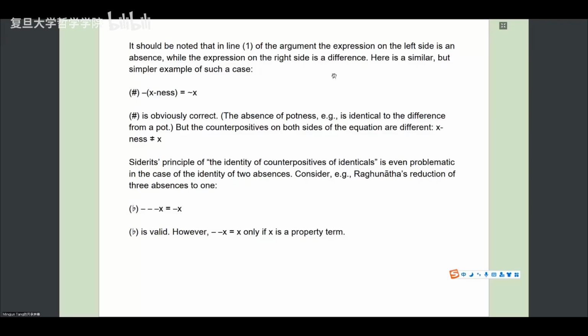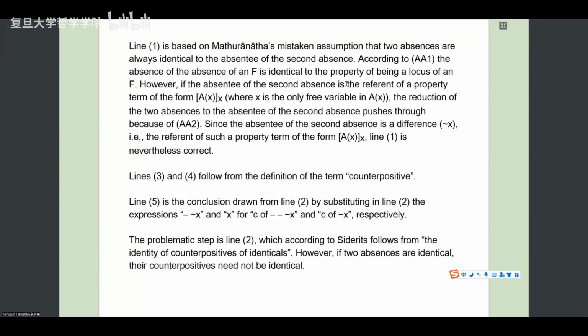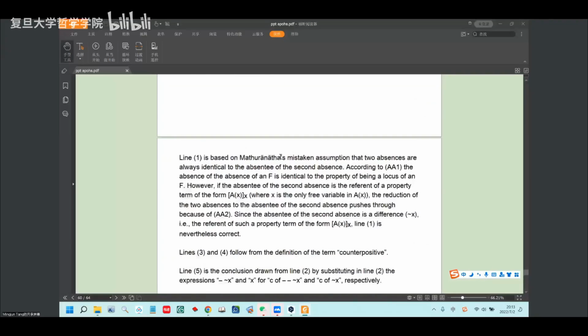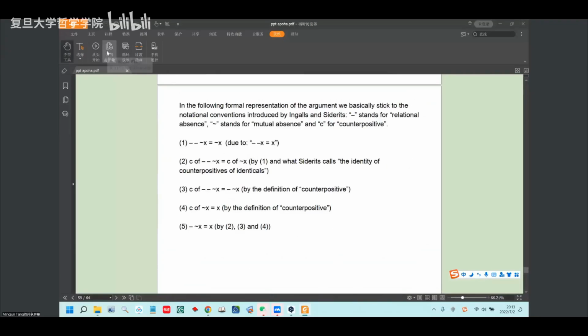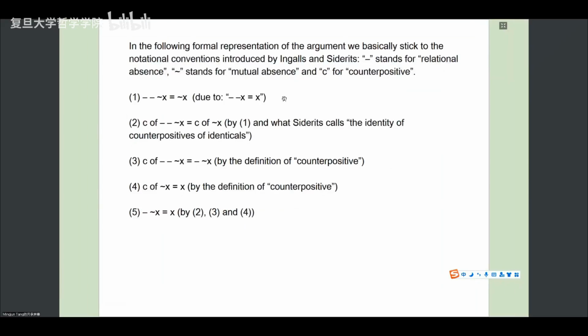When we move back to the slide where we saw it, this was slide 59. So we have here in line 1, on the left side, an absence. On the right side, we have a difference. And this is important to note here. Now Siderowitz nevertheless claims that if these absences are identical, then the counterpositives should also be identical. But on the left side, we have the counterpositive of an absence. On the right side, we have the counterpositive of a difference. And this is an important point.